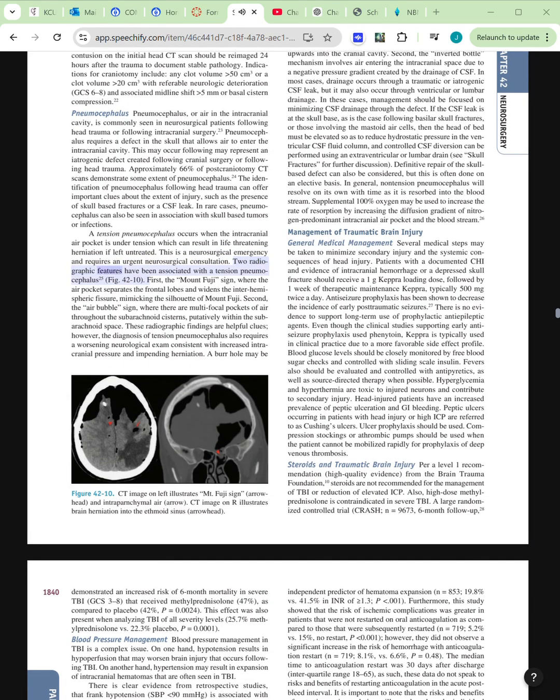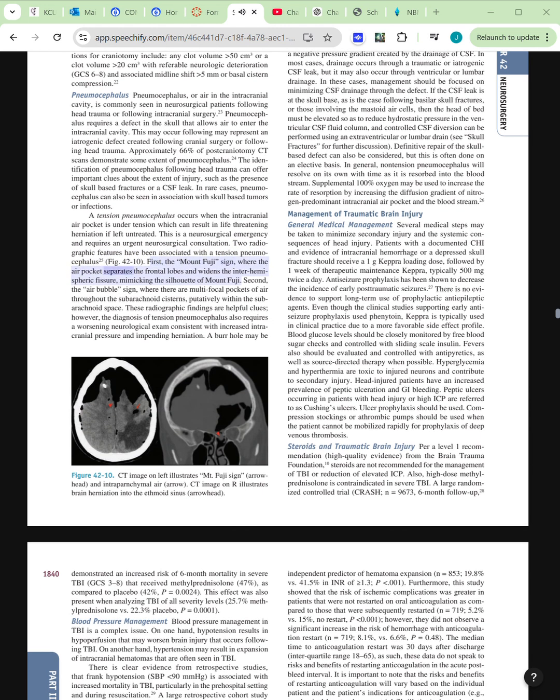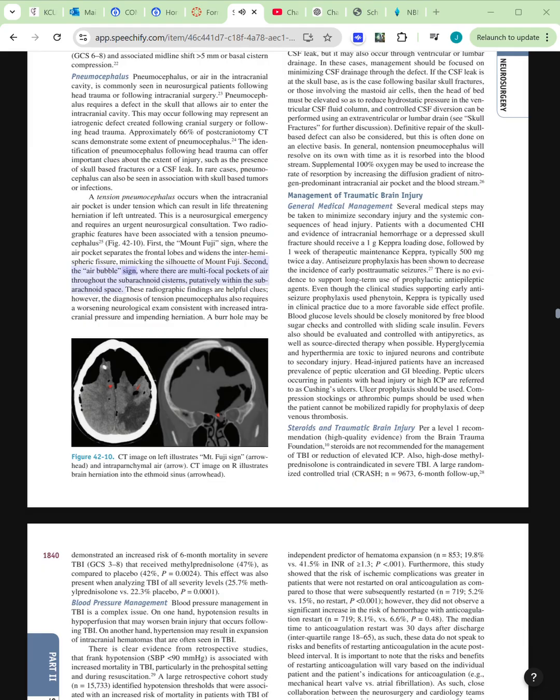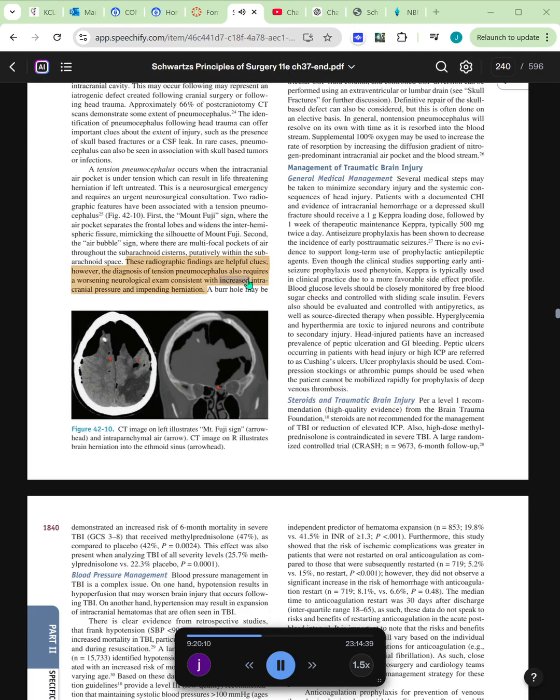Two radiographic features have been associated with tension pneumocephalus, figure 42-10. First, the Mount Fuji sign, where the air pocket separates the frontal lobes and widens the interhemispheric fissure, mimicking the silhouette of Mount Fuji. Second, the air bubble sign, where there are multifocal pockets of air throughout the subarachnoid cisterns, putatively within the subarachnoid space. These radiographic findings are helpful clues, however. The diagnosis of tension pneumocephalus also requires a worsening neurological exam consistent with increased intracranial pressure and impending herniation.